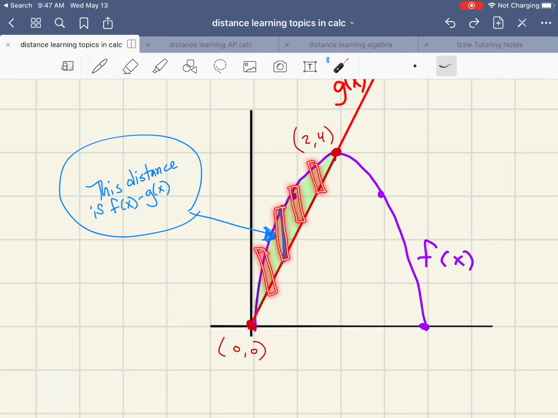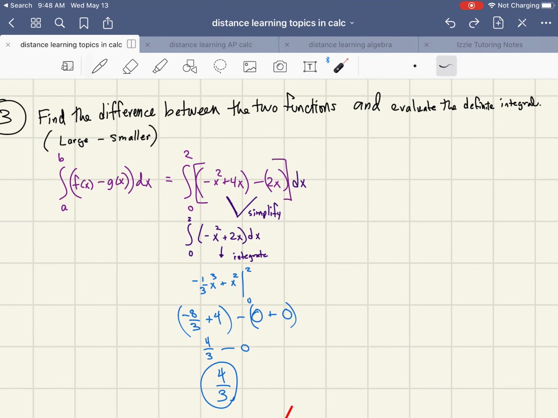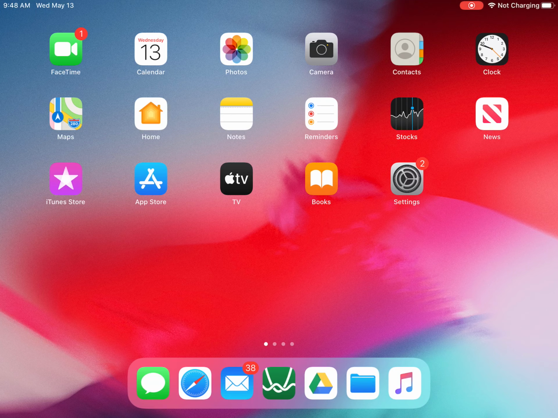And if I made those rectangles infinitely thin, by integration, I could integrate between here and here the difference between the two functions. So instead of subtracting the areas, I'm subtracting the functions to get the height of those rectangles, and it becomes a more efficient process. So, again, steps 1 and 2 are the same, but I'm going to find the difference between the two functions, larger minus smaller. So in this case, f minus g.